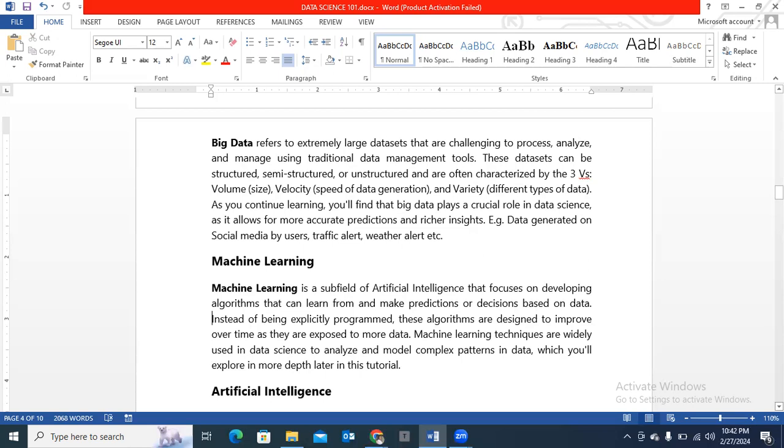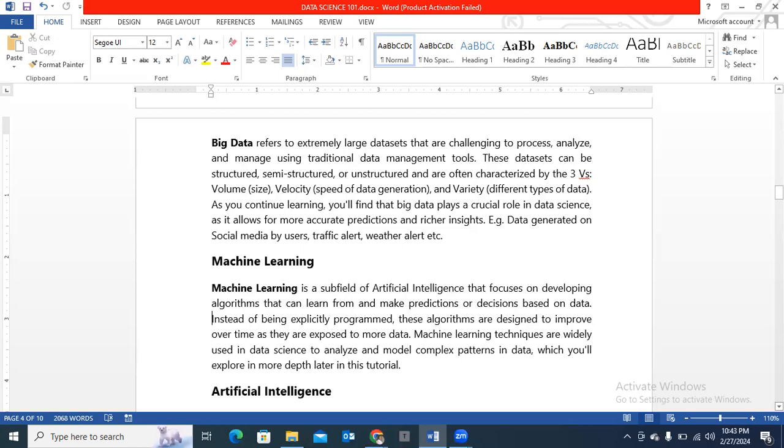Examples of big data are data generated on social media by users, traffic alerts, weather alerts. Those are big data. You can imagine the amount of information generated on Twitter per hour. So those are big data.